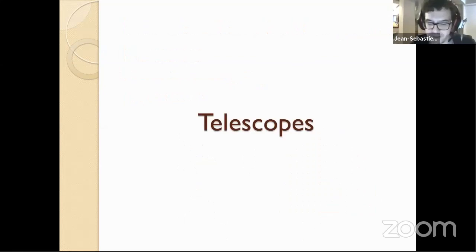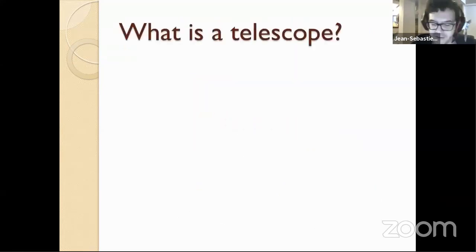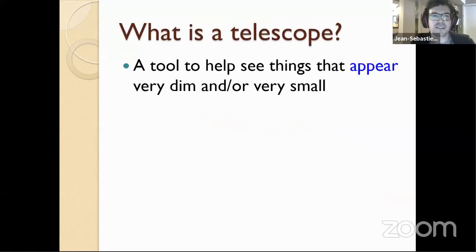So telescopes, what is a telescope? Well, a telescope is a tool that helps us see things that appear very dim or very small. Now we say appear very dim or very small because a lot of the things in the sky are neither dim nor small if you were very close to them. They just look that way to us because a lot of these things are very far.